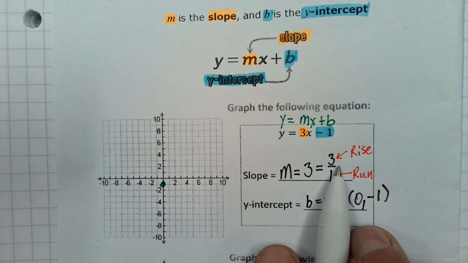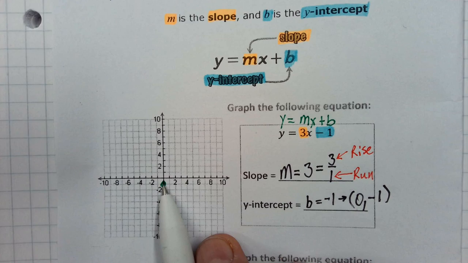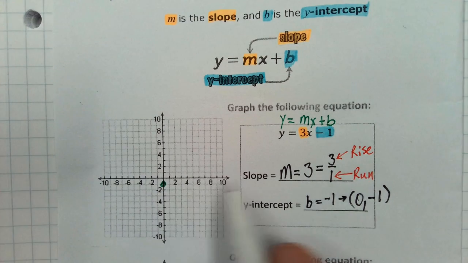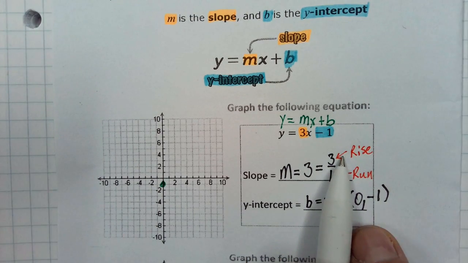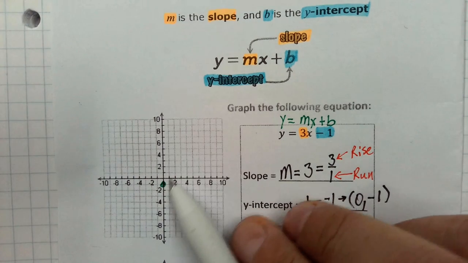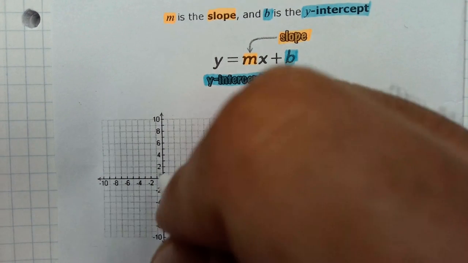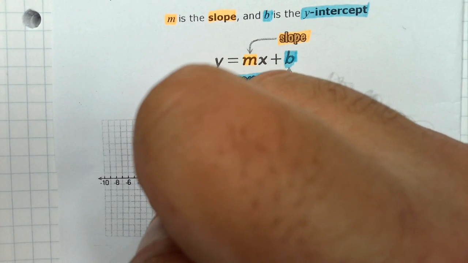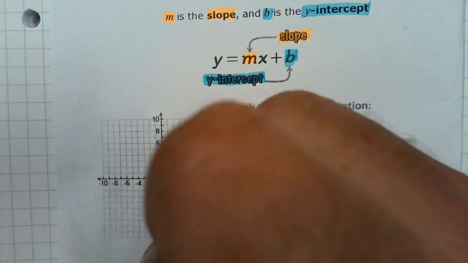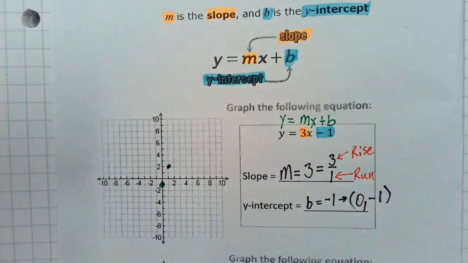Yeah, use the rise over run. Use the slope. So if I want another point, I just do 3 over 1. Up 3 over 1. So let's do that. I'm going to go up 3, 1, 2, 3, and across to the right 1 because it's positive 1. Look at that. I just found a second point that's on the line.